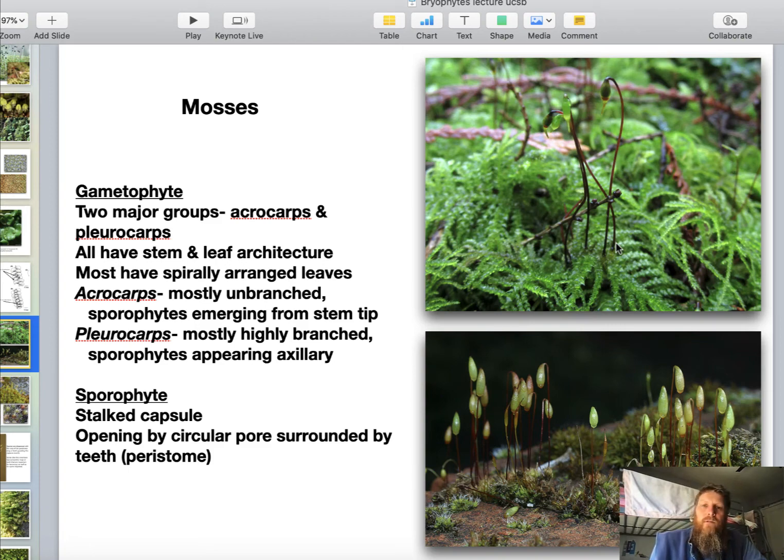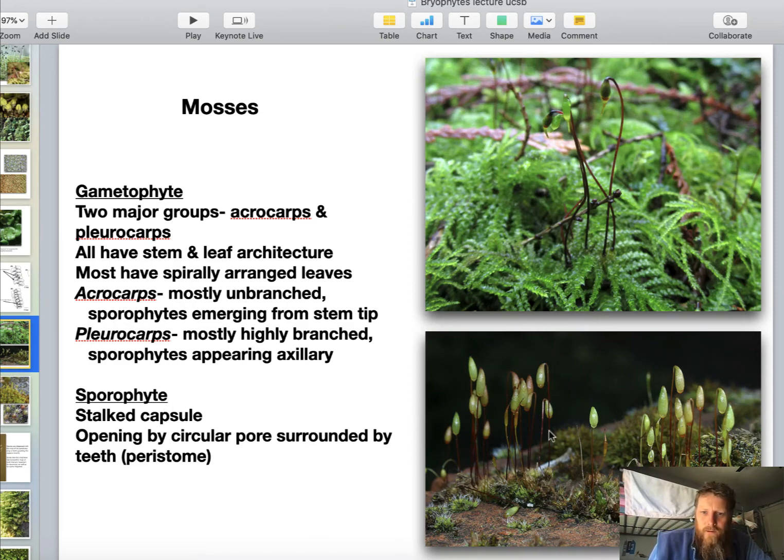And so there's a difference in the gametophyte morphology as well as the sporophyte orientation. In the cases of acrocarps, typically the sporophyte emerges from the apex of the stem, and in pleurocarps, it appears that the sporophytes are axillary, coming out from little side branches, but technically they are terminal, just terminal on a very short side branch. But anyway, it gives a very different overall look as to the placement of the sporophyte on the gametophyte.